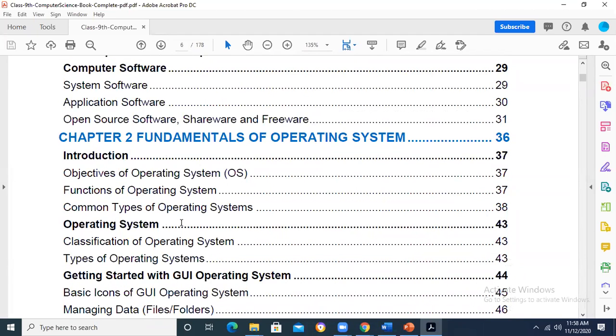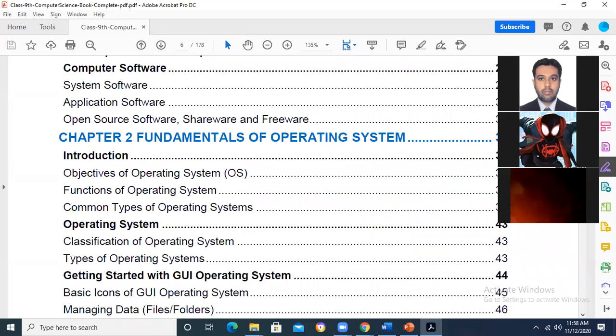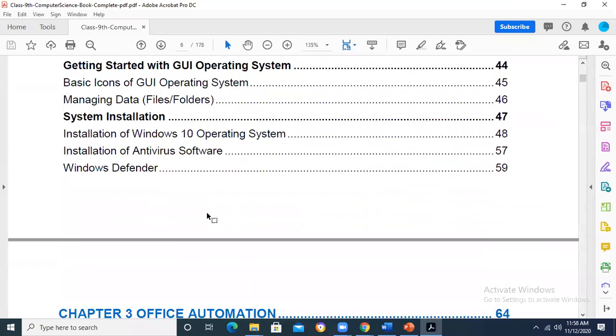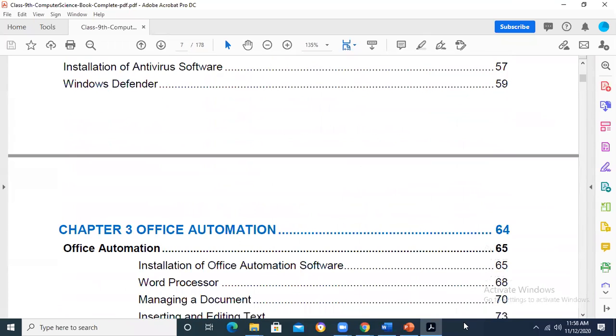Similarly, chapter number 2 is the fundamentals of operating systems. It will be the next test. So in this way we will be going. I will share with you in written form so that there won't be any problem.